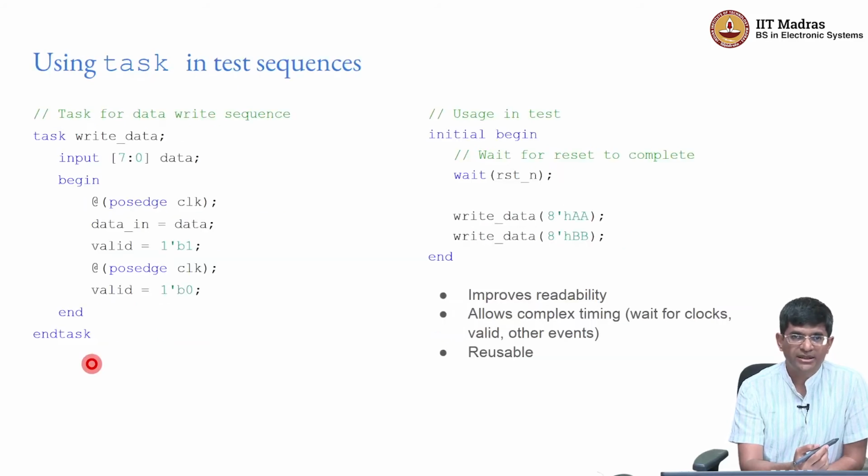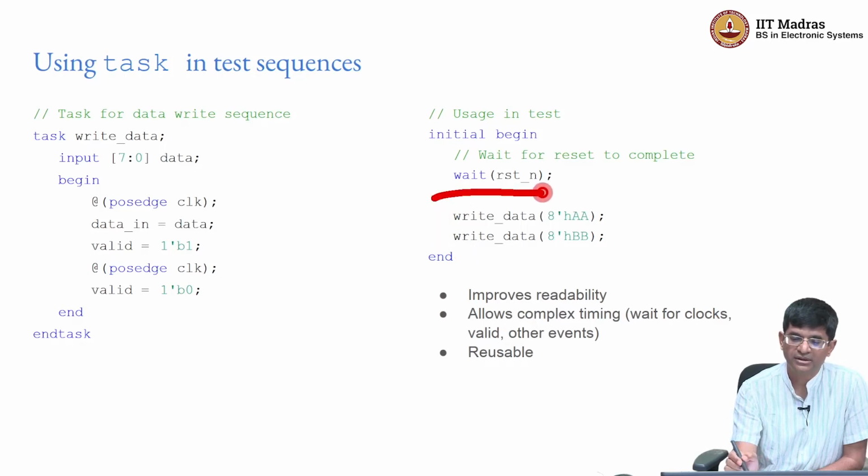As already mentioned in an earlier video, you can use tasks and functions to make your life easier in terms of how you write code. An example of a task could be basically wait for a clock edge, apply data, apply valid, wait for another clock edge and then make the valid 0, right? And that basically allows you to write test benches in a very compact manner.